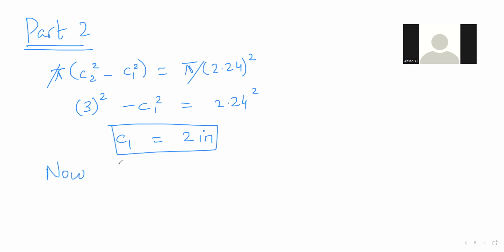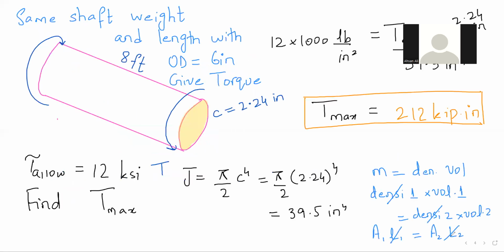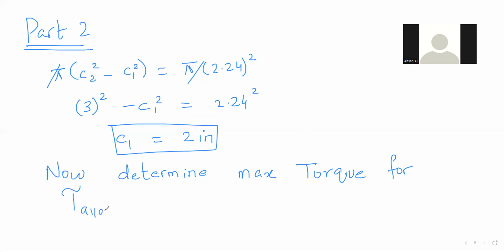Now, please find the torque. Determine. Determine is such a nice word. Determine the max torque for, what was tau max? Oh, come on, I forgot. Tau allowable is 12 kilopound per square inch. Agreed?